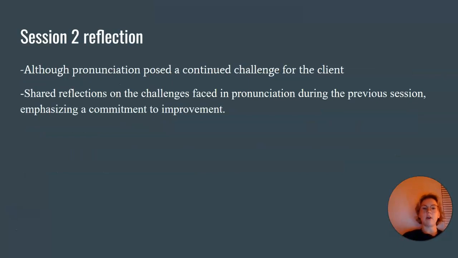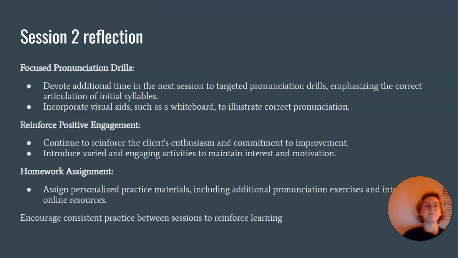Further reflection: although the pronunciation continued to pose some challenges for my client, given that some of the vowels used in those first syllable sounds are not native to English, I shared reflections on the challenges faced in pronunciation during the previous sessions, emphasizing a commitment to improvement. Focused pronunciation drills, reinforcing positive engagement, and homework assignments are some of the things that I decided to use post teach session 1.